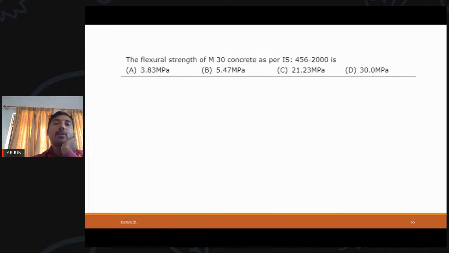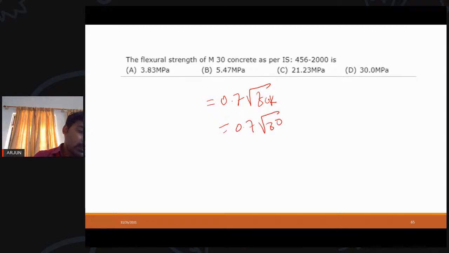One of the problems asked in the GATE examination was: the flexural strength of M30 grade concrete as per IS 456:2000 is. Whenever they say flexural strength, it should be equal to 0.7 times root of fck. So 0.7 times root 30 is around 3.83 MPa. So the correct answer is option A, 3.83 MPa.